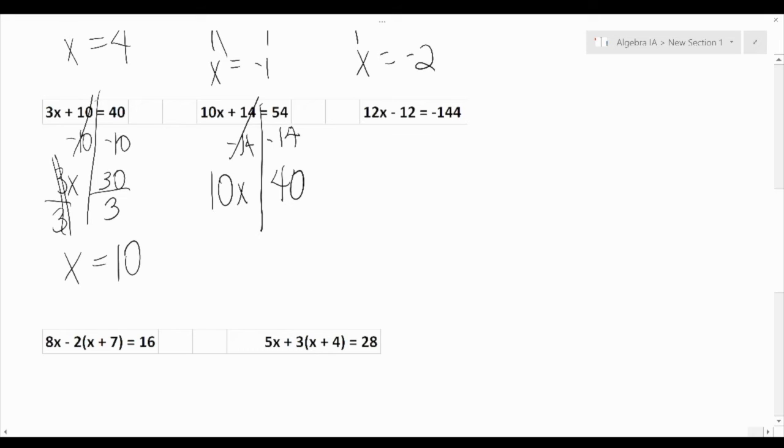10 times x, opposite of multiply, is divide. So we're going to divide by 10. 10's cancel. X equals 4.